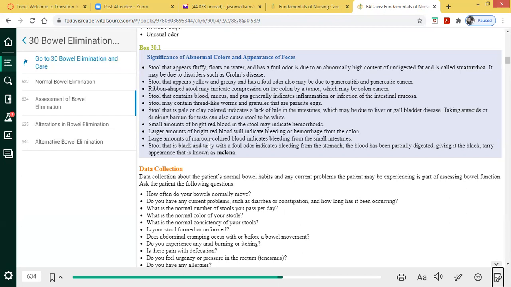And even black and tarry looking stool. When you see black and tarry looking stool, you want to think there's a possibility the individual is having a bleed in the stomach. That black and tarry stool is known as melena.